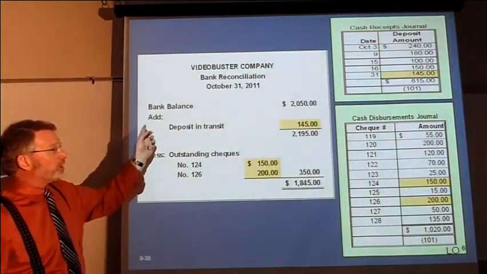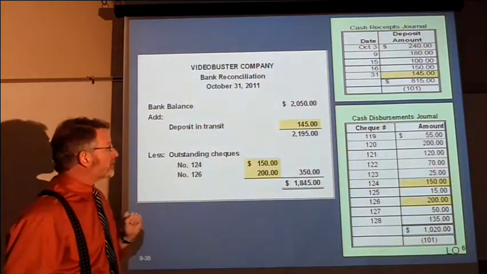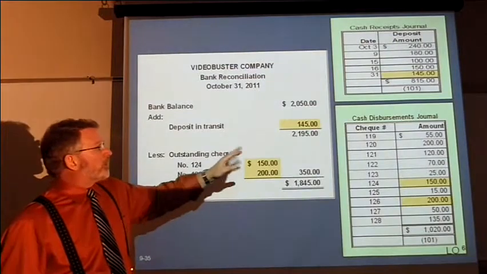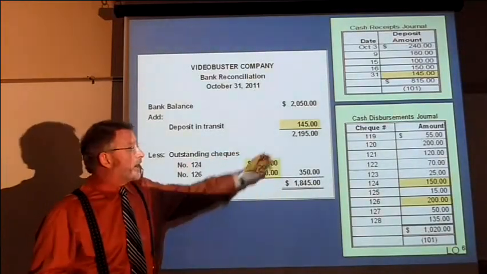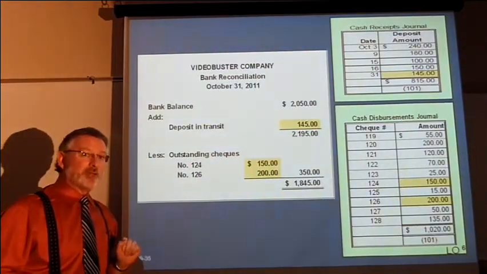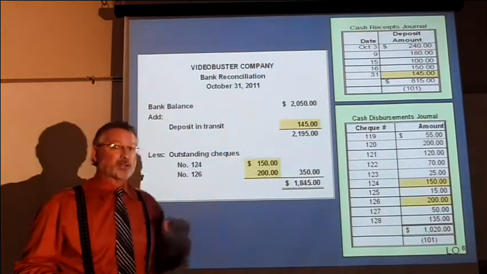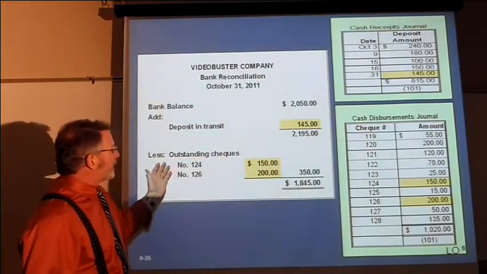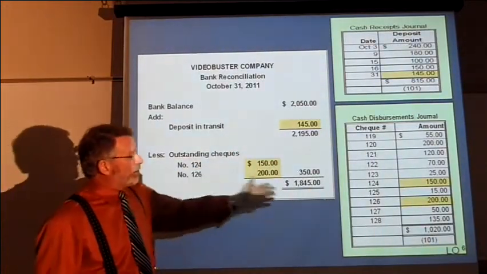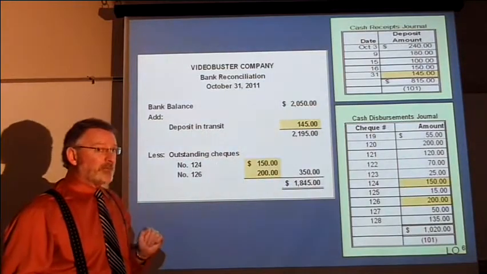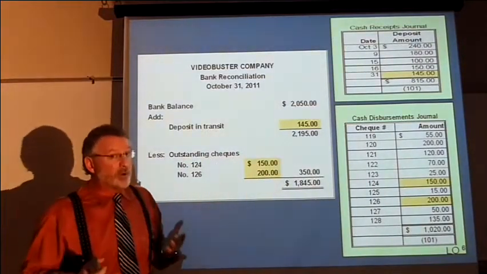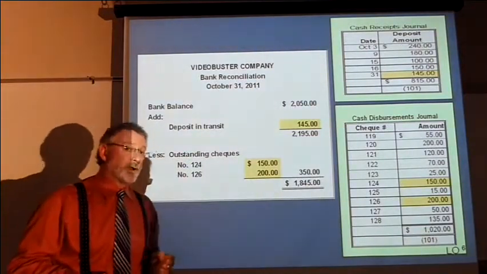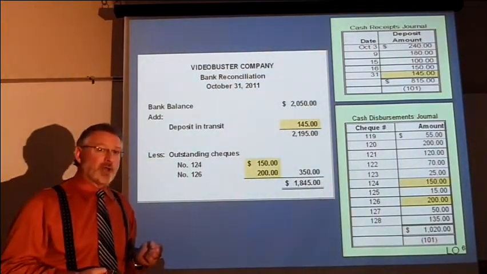On the bank side, we start with the opening balance of $2,050. And if the bank had known about that deposit, they would have increased our account by $145 and our balance would have been $21.95. Also, if somebody had actually shown up with those checks, and they will someday, hopefully soon, they will take the money out of our account, the bank will, and reduce our balance to $1,845. So basically, if they had known about all the things that we had done and had updated their records, they would have reported a bank balance of $1,845.